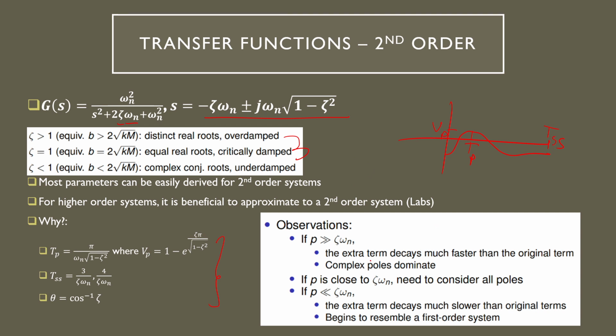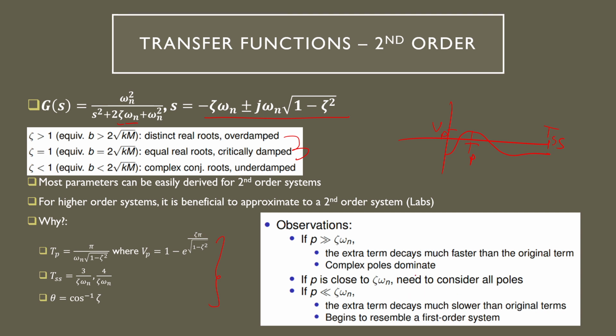A couple of things that I mentioned about approximations. If you add a pole to an existing second order system and the pole is much greater than zeta omega n, then the complex poles will dominate. If the pole is much less than zeta omega n, the pole starts to dominate and you can ignore the zeta omega n as a system.